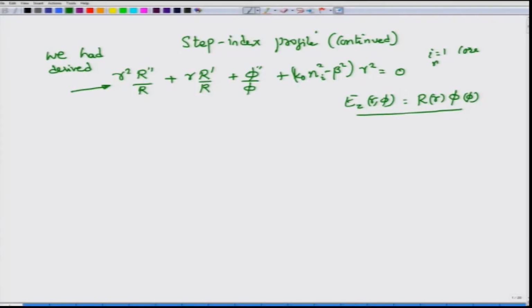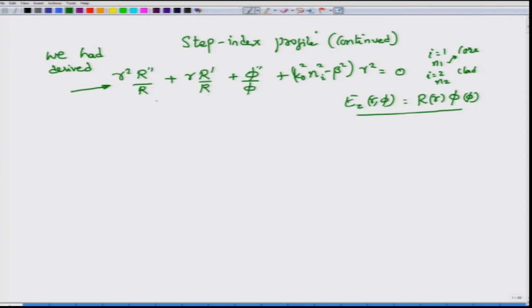Inside the core, n will be equal to n1, outside n will be equal to n2. So, if I say i equals 1 corresponds to core, then n1 will be the core refractive index, and i equal to 2 corresponds to the cladding, and therefore n will be equal to n2, and that is why I have written k0 squared ni squared minus beta squared. Beta is of course the unknown propagation constant which you are trying to find out.